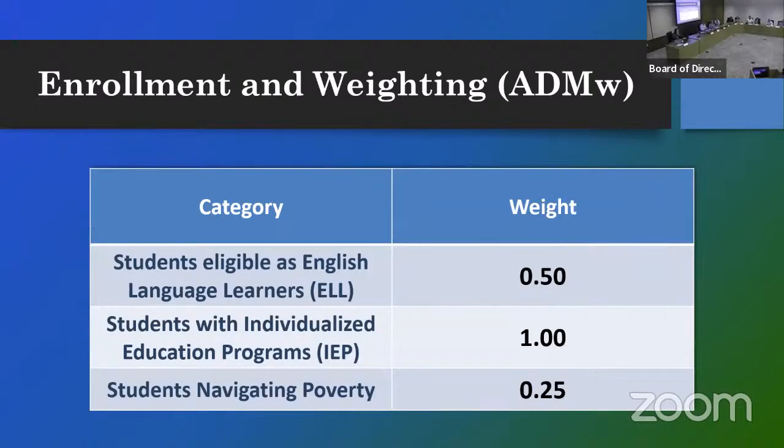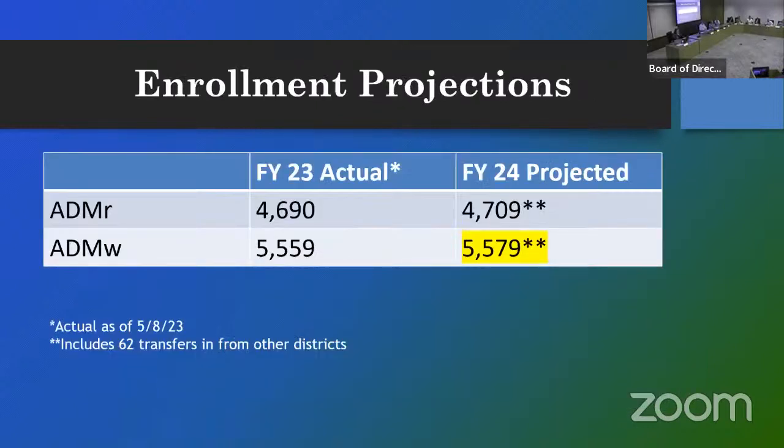Here are some of the weights that we see in our district. For example, for a student on an IEP, we would receive twice the funding as for a student who's not on an IEP. And for a student who's eligible as an English language learner, we would receive 1.5 times what we would receive for a student who doesn't fall into that category. So these factor in quite a bit into our ultimate funding. As you can see, in the current fiscal year our ADMR is 4690. We have 4,690 students, but our weighted average is 5559. And next year we're projecting 5579. That's the number upon which we built our revenue estimates, our budget, and our forecast.